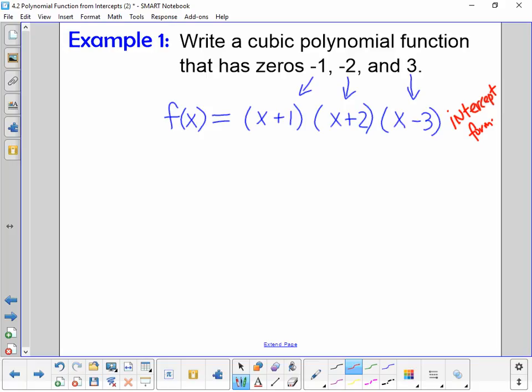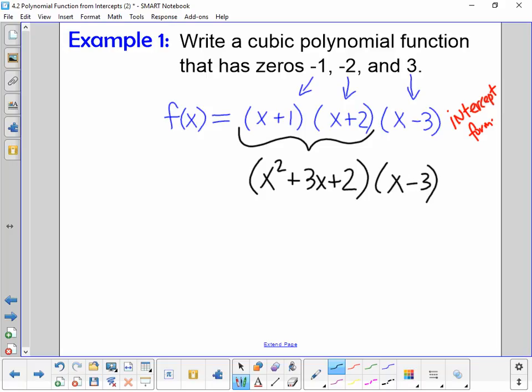More often than not, though, we would prefer to have our function in standard form. Well, if you have it in intercept form and you want to turn it into standard form, you simply have to multiply it out. To multiply three things together, pick two and multiply those two. x squared plus 3x plus 2. I just FOILed it in my head. You should be getting good at FOILing in your head. And then we take that result and we multiply it by that third factor. This is a little more complicated, so I'm going to write it out.